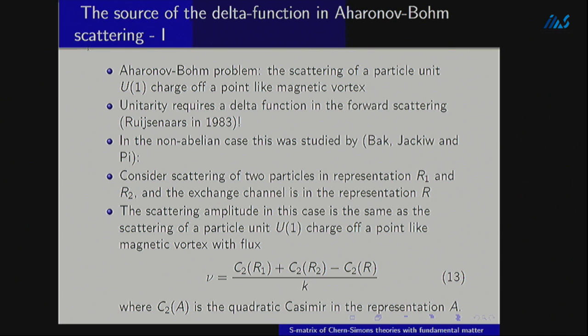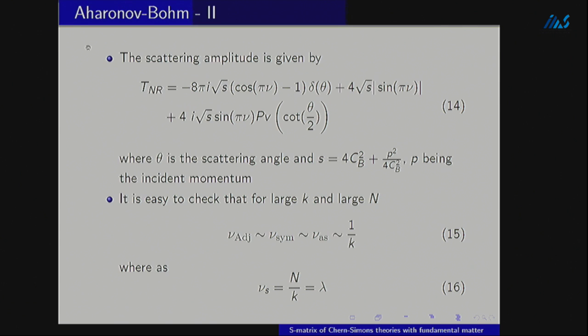So if you take R1, R2 representations and you decompose into a sum of other irreducible representations, then this is the formula for the effective magnetic flux that you need to get the right answer. And this is very simple to understand. Now if you look at the non-relativistic scattering amplitude, it is basically given by this formula. So this is the additional delta function I was talking about, and the rest is the Aharonov-Bohm answer. And if you compute now the effective magnetic flux in the adjoint and the symmetric and antisymmetric channels, it is basically 0 for large k. It only survives for the singlet channel, and this is why we need the delta function for unitarity in the singlet channel.